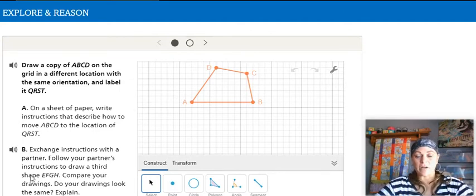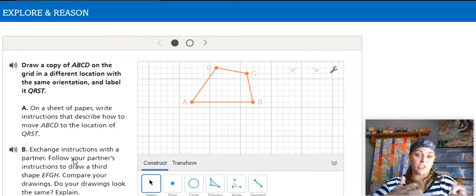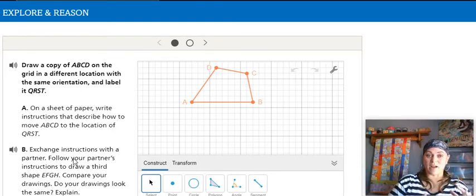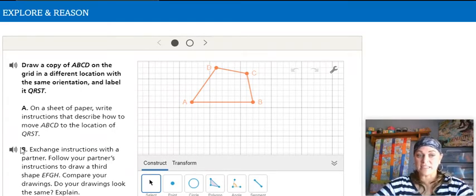And then this part, unless your teacher decides to do it, we're going to skip because we're not live. It says to exchange your instructions with another student and compare to see how they're different. But this part B, you might not do unless you're live in class.